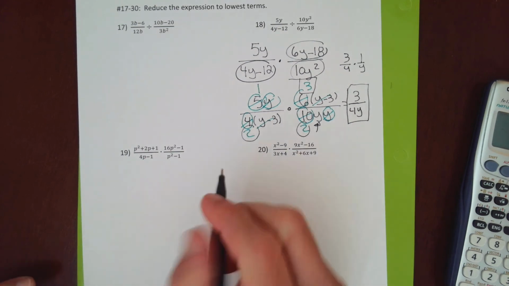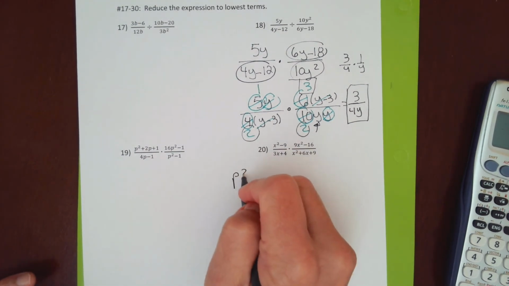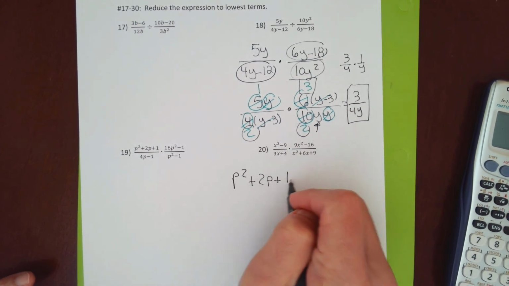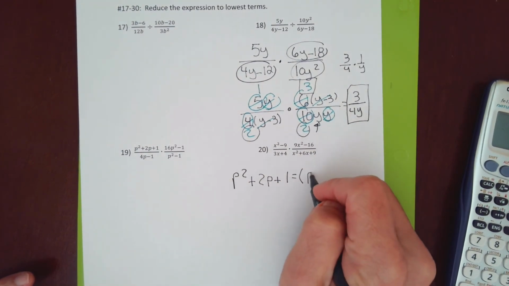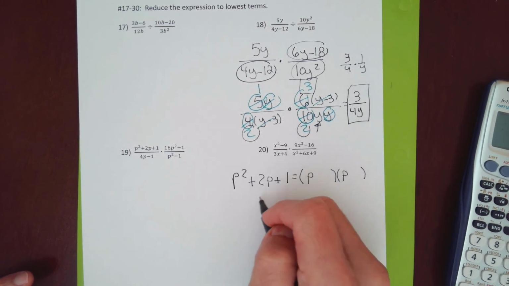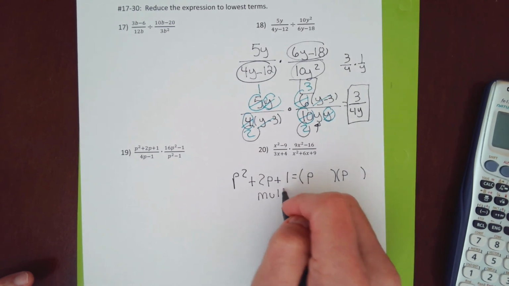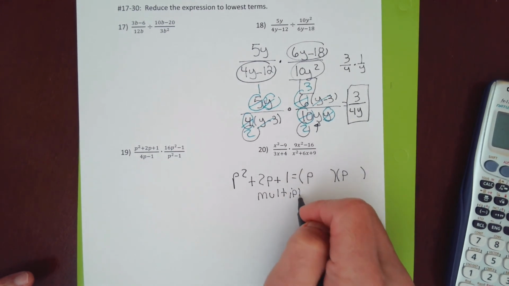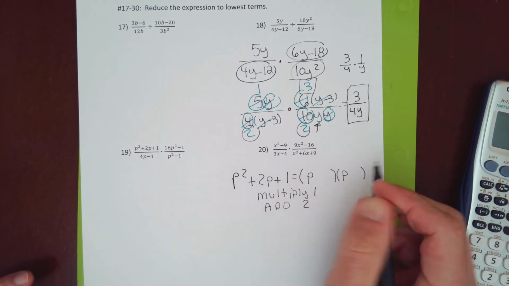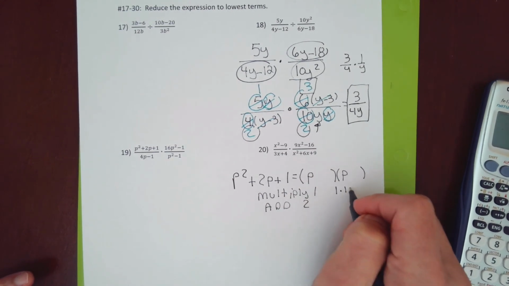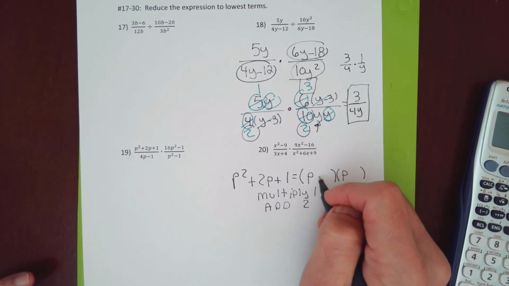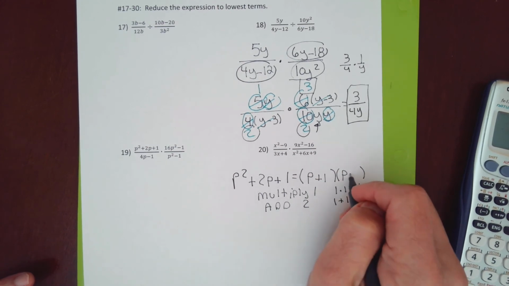In 19, I need to factor p squared plus 2p plus 1, and I can just sight factor that. Because there isn't a number in front of the squared term, I don't need to do grouping. And to fill in the number parts, I'm looking for numbers that multiply to 1 and add to 2 in their double parentheses. And that's easy. 1 times 1 is 1, and 1 plus 1 is 2. So each parenthesis is going to get a plus 1.